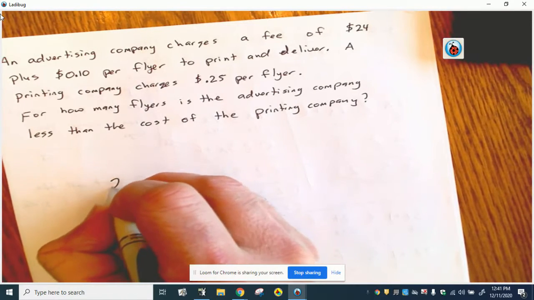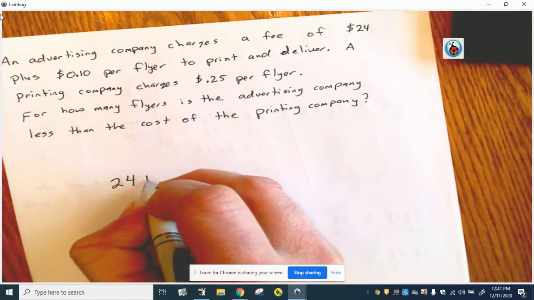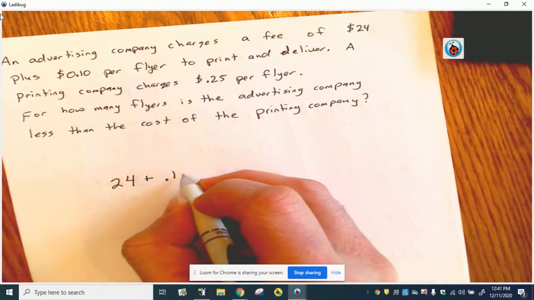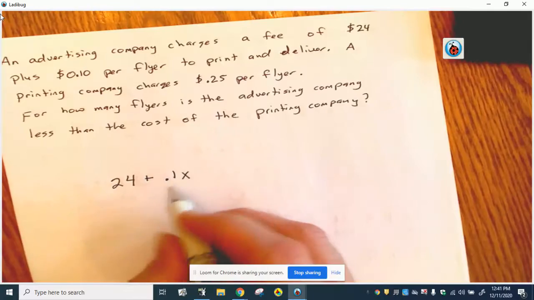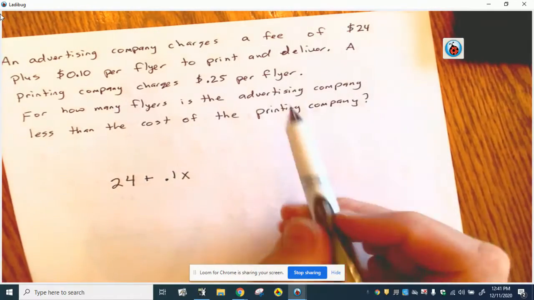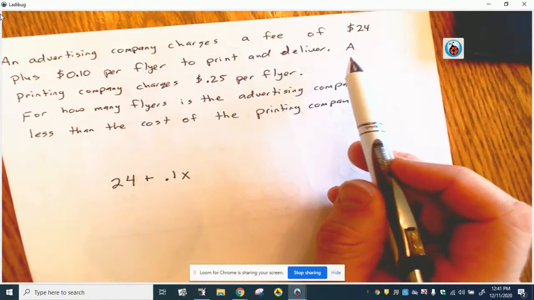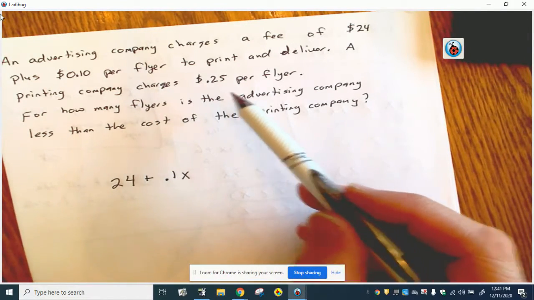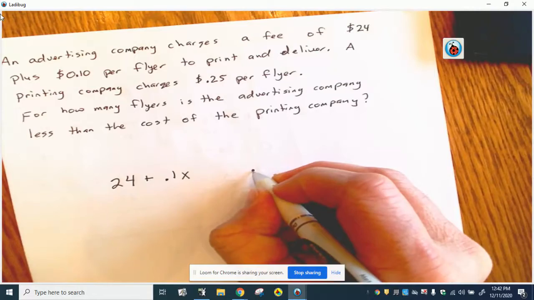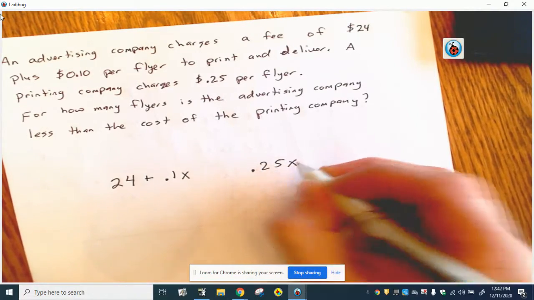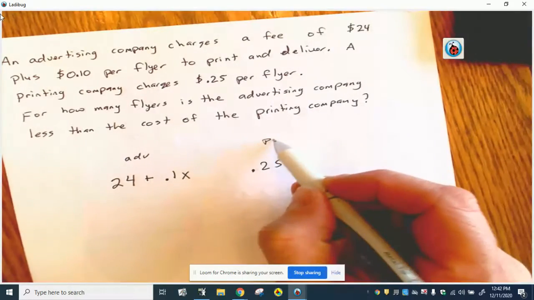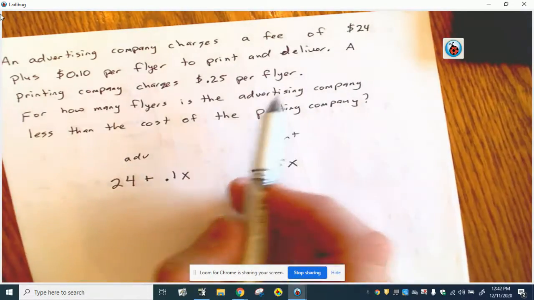So we got $24 plus 10 cents, 0.1, per flyer. We'll just put an x, right? We have to multiply that by x. Now a different company, a printing company, charges just 25 cents per flyer. So another company is just 0.25x, right? This is the advertising. This is the printing, right?